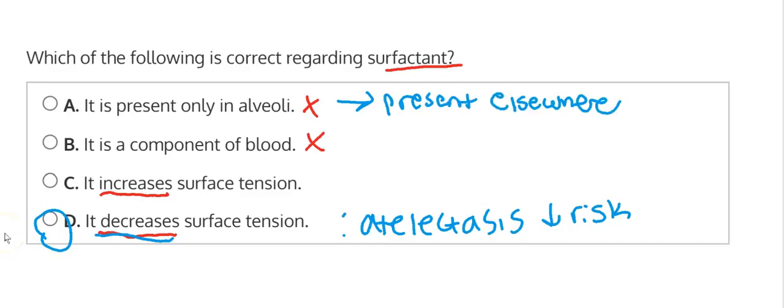And then looking at option B, it's a component of blood. That is incorrect. It is not a component of blood. So therefore, option D, it decreases surface tension, would be the correct choice.